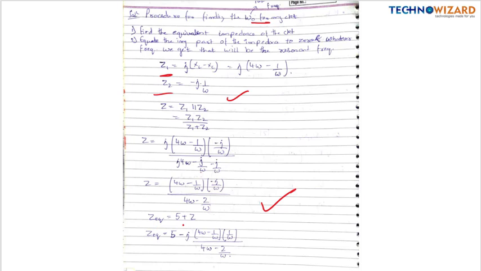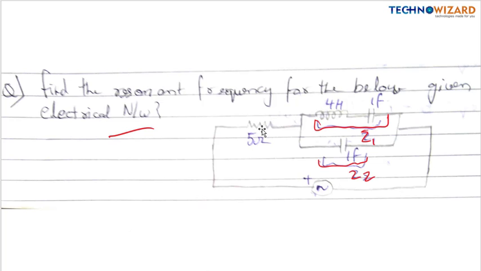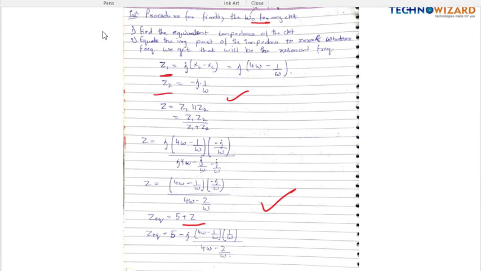Okay, so Z equivalent is equal to 5 plus Z, because 5 was connected in series here. So the total equivalent impedance will be equal to 5 minus j, that is the imaginary term, which is (4 omega minus 1 upon omega) into (1 upon omega) upon (4 omega minus 2 upon omega).